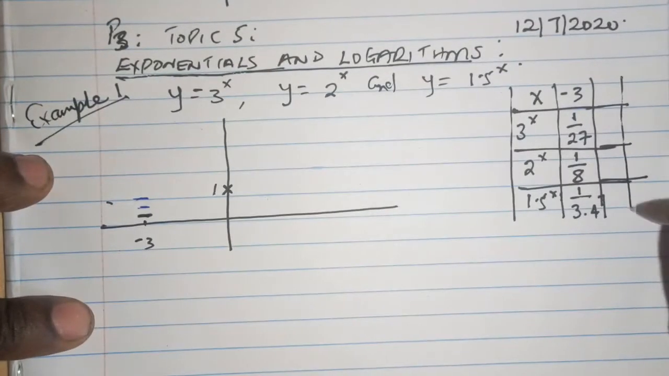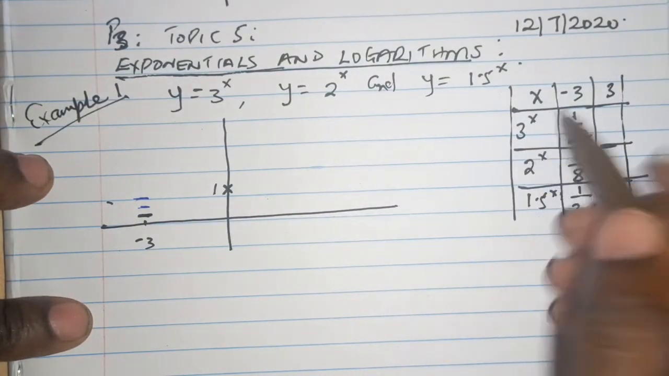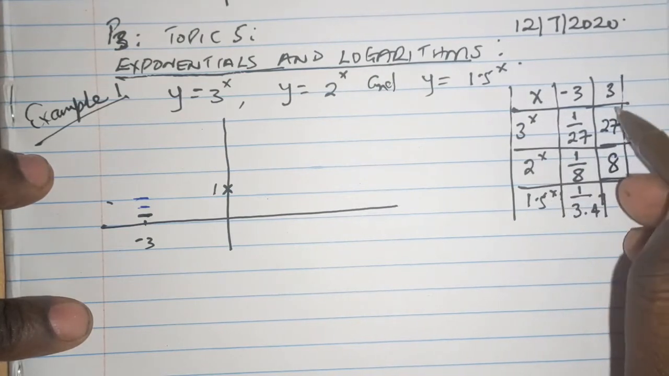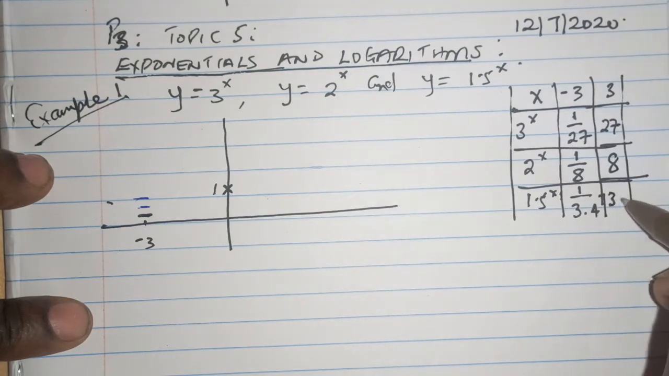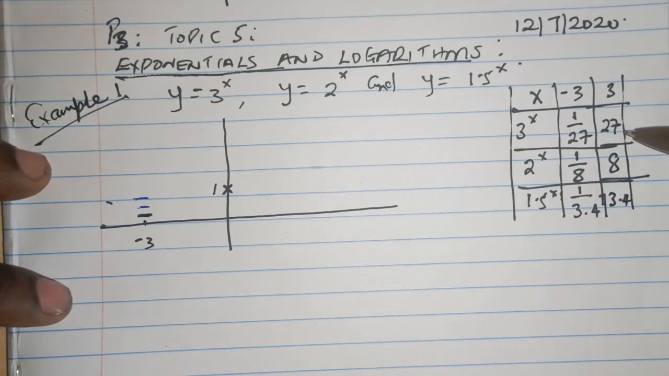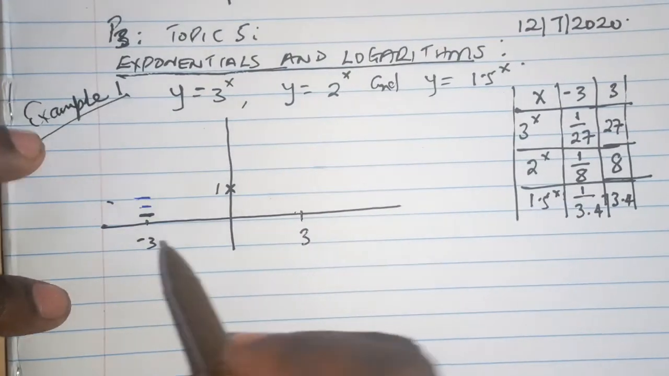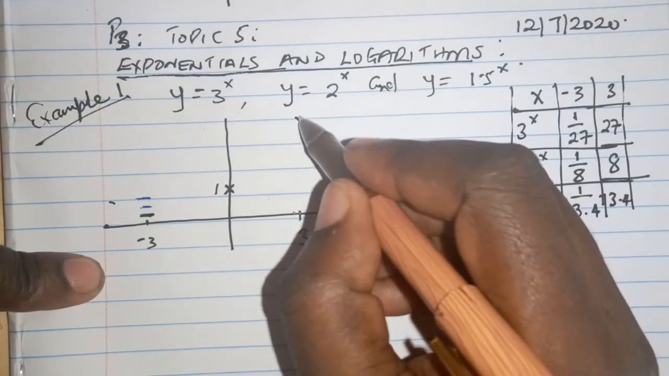Let's say when x is now positive 3. 3 raised to power positive 3 is 27. 2 raised to power 3 is 8. And 1.5 raised to power 3 is 3.375. So again now, you will see that 27 is far bigger than 8 and far bigger than 3.375. So when x is now positive 3, the graph which was the smallest here, which was 1 over 27, is now the greatest there.